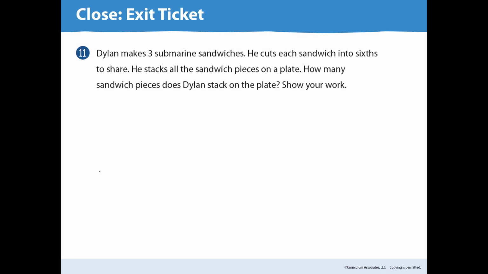Number 11. Dylan makes 3 submarine sandwiches. He cuts each sandwich into 6 to share. He stacks all the sandwich pieces on a plate. How many sandwich pieces does Dylan stack on the plate? Show your work. All right, you know the drill. Pause, solve, then press play.